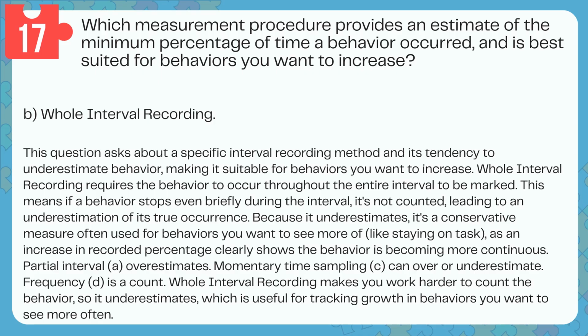This means if a behavior stops even briefly during the interval, it's not counted, leading to an underestimation of its true occurrence. Because it underestimates, it's a conservative measure often used for behaviors you want to see more of, like staying on task, as an increase in recorded percentage clearly shows the behavior is becoming more continuous. Partial interval, A. Overestimates. Momentary time sampling, C. Can over or underestimate. Frequency, D. Is a count. Whole interval recording makes you work harder to count the behavior, so it underestimates, which is useful for tracking growth in behaviors you want to see more often.